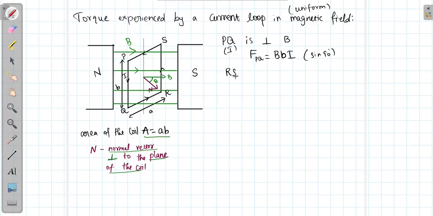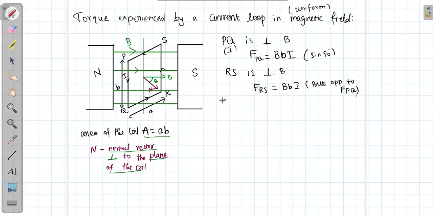It is also perpendicular. RS is also perpendicular to B, but the current is in the opposite direction. Again, the magnitude of the force on RS is also BIL, but opposite to FPQ.